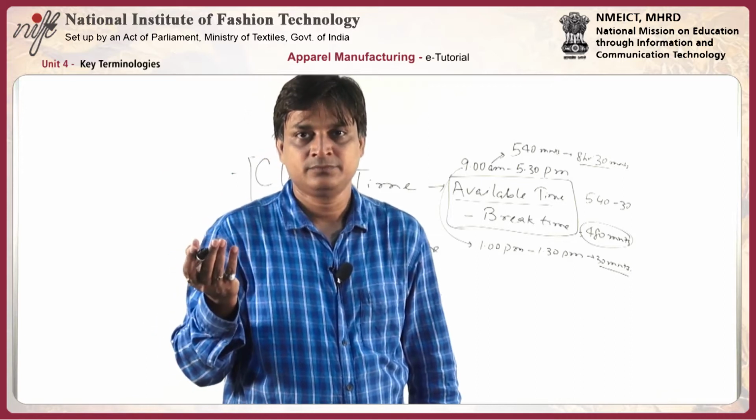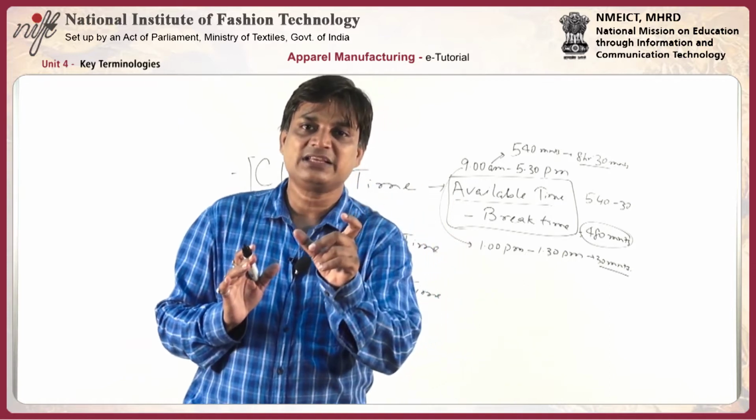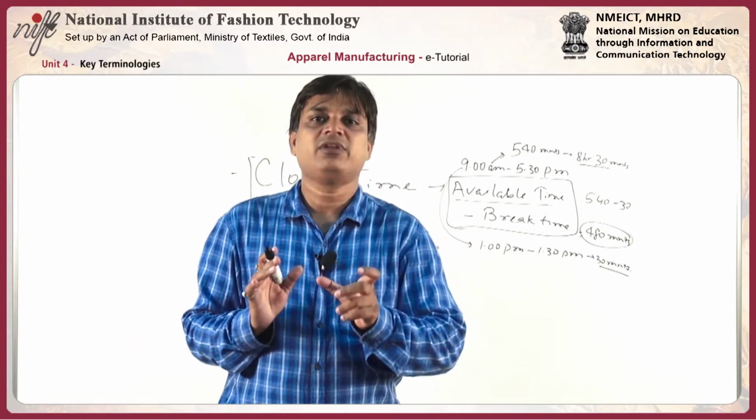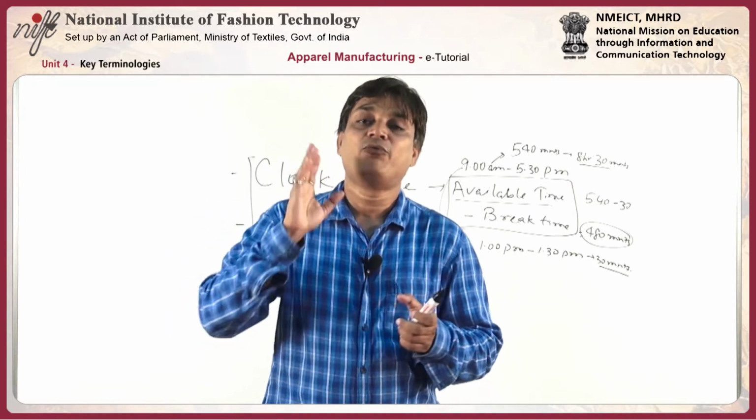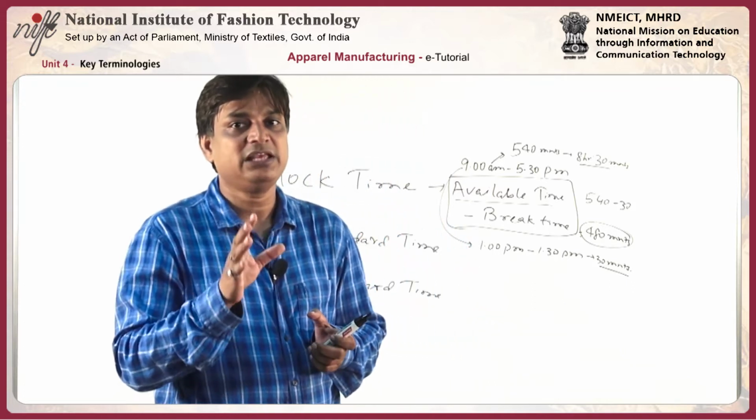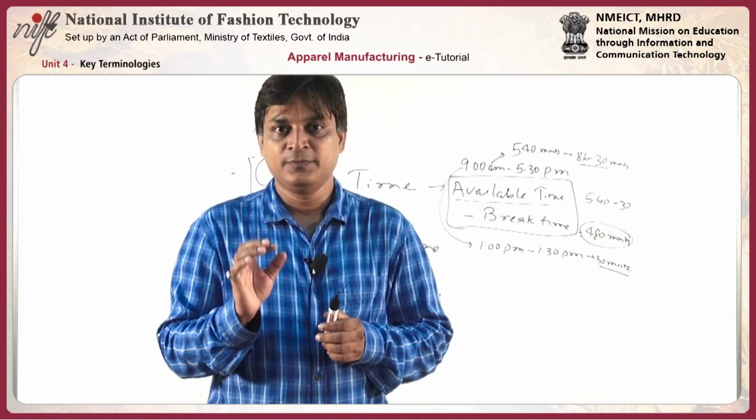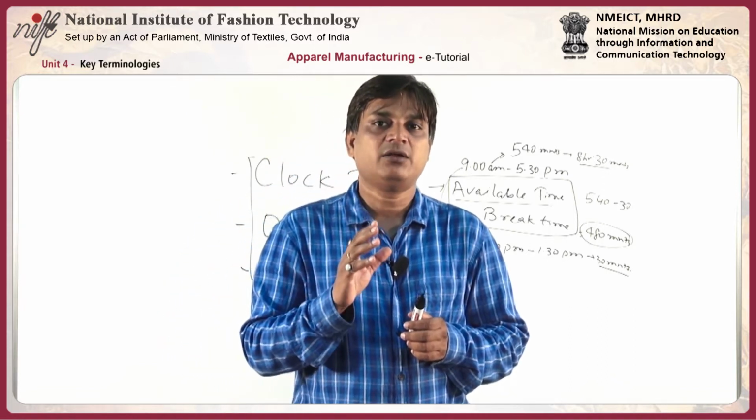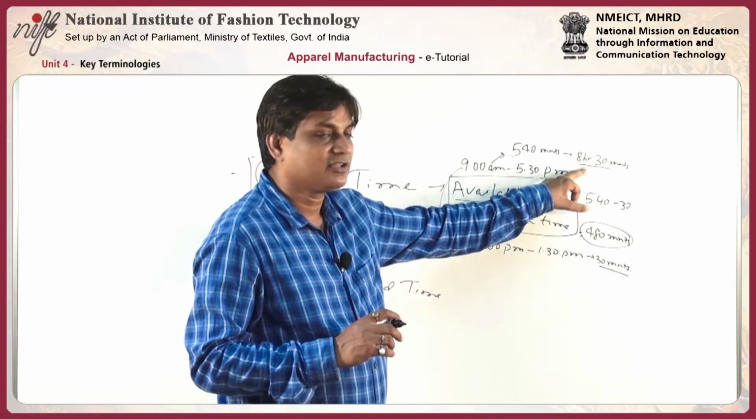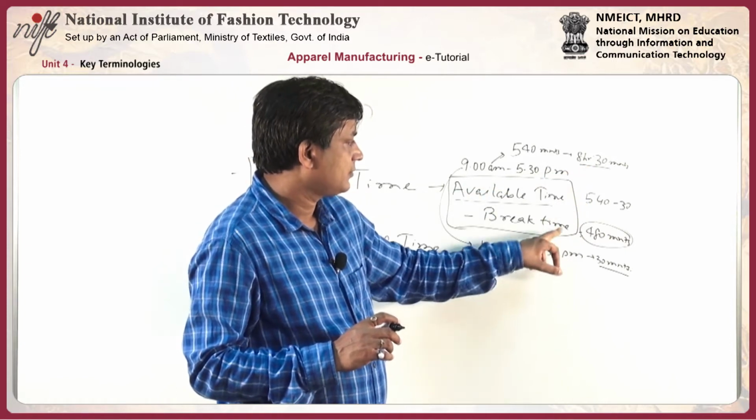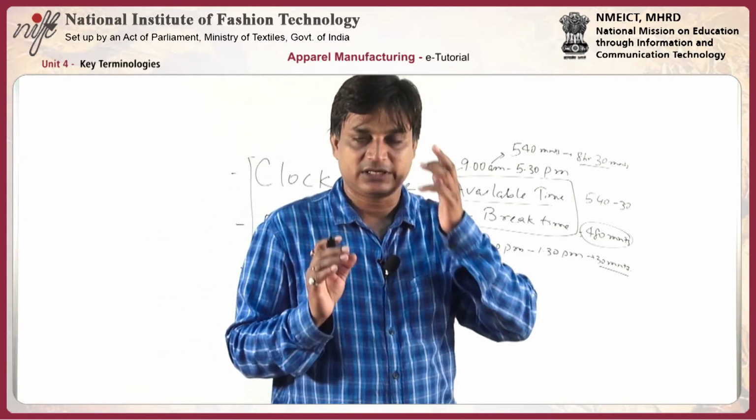That is 8 hours. Although the operator is inside the factory for 8.5 hours, the lunch break is half an hour. So lunch break, or any break time, will not be calculated in this case. So for the clock time, the time he is being paid, he will be paid not for 8.5 hours but for 8 hours, excluding the lunch break. So that is 480 minutes. So 480 minutes is the clock time.